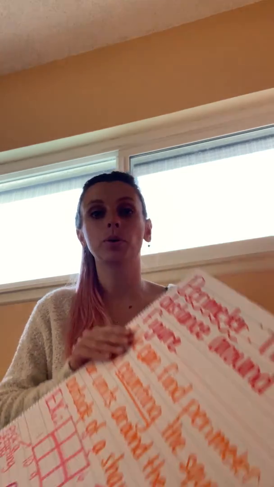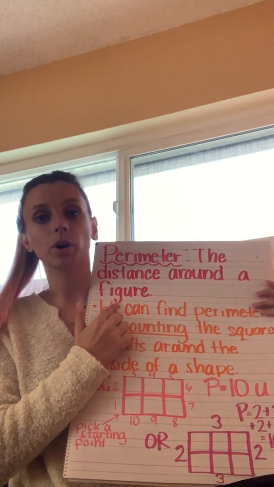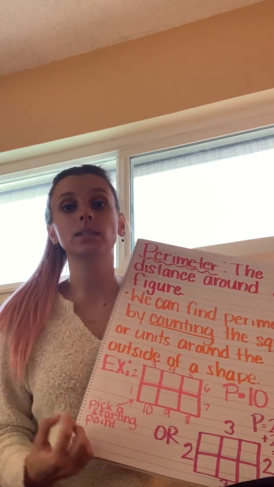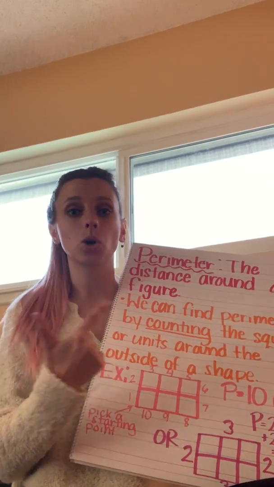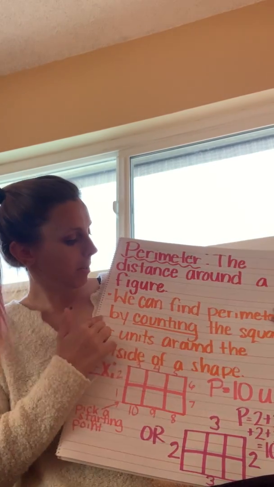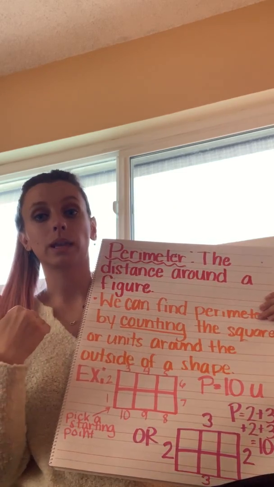All right, friends? So we've already kind of learned this. This should just be a review, breaking it into smaller chunks to make sure we really get it. In this chapter, we're going to be learning about area and perimeter. Now remember, perimeter is the distance around the outside of a shape or a figure. So that could be the outside of a rectangle. Like if I'm building a fence in my yard, how much fencing am I going to need to go around my whole yard, right? We can find perimeter by counting the squares or the units around the outside of the shape.